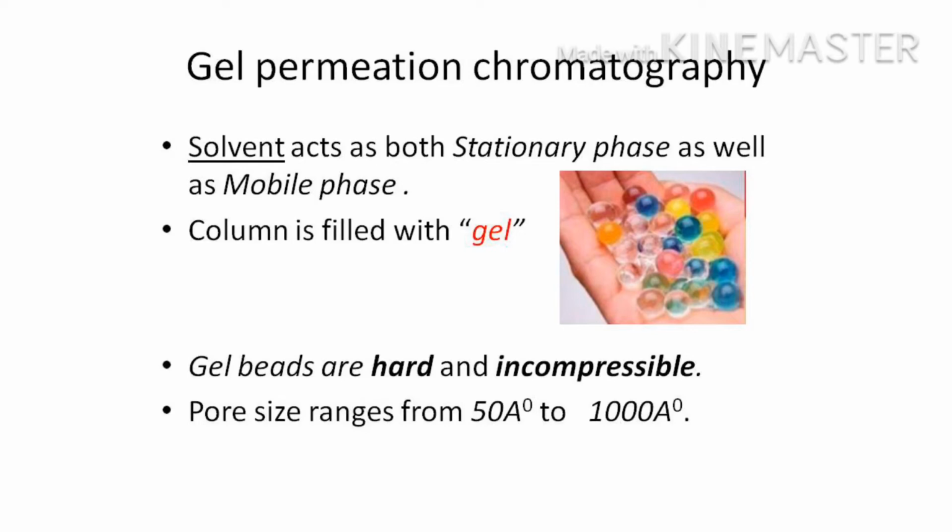mobile phase. In GPC, the column is filled with a material called gel. Gel is in the form of fine spherical beads containing a large amount of micropores of uniform size. The gel beads are hard and incompressible and are prepared in different porosity grades, that is having a pore size ranging from 50 angstrom to 1000 angstrom. The column can be packed either with gel beads of the same pore size or with beads of different porosities.